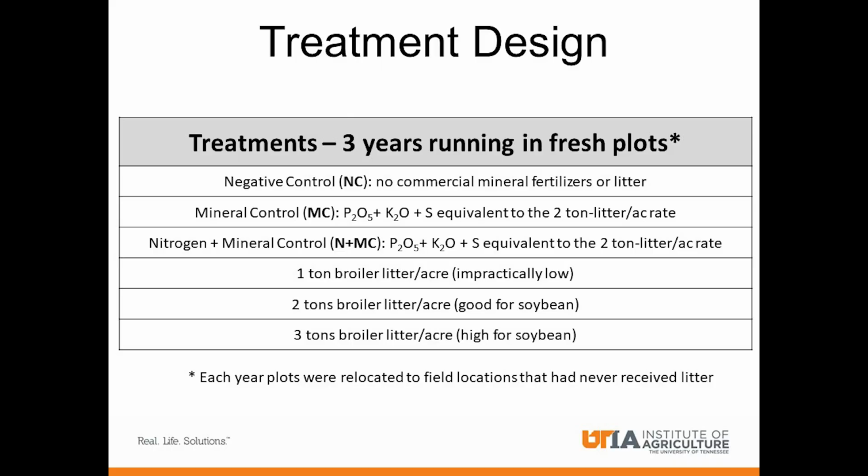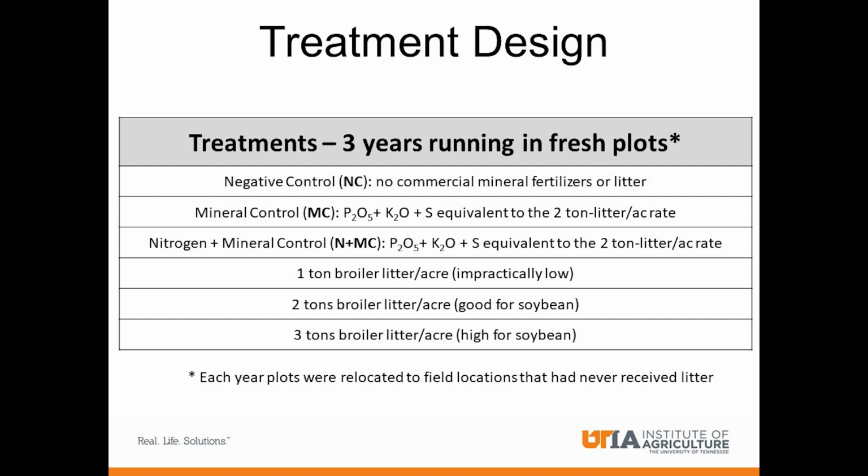So for this study, this is the design. We did it 3 years running. We had a negative control that received no commercial mineral fertilizers or litter. We had a mineral control that received phosphorus, potassium, and sulfur, and we set those rates equal to 2 tons of litter an acre. We had a nitrogen plus mineral control, so phosphorus, potassium, sulfur, and then nitrogen equal to a 2-ton litter rate.